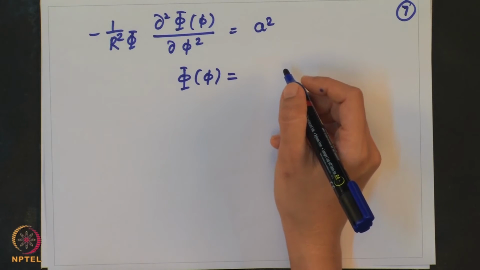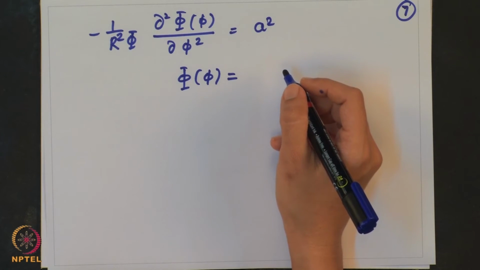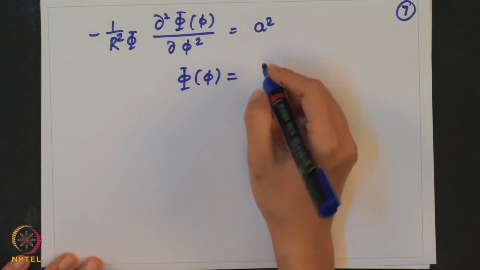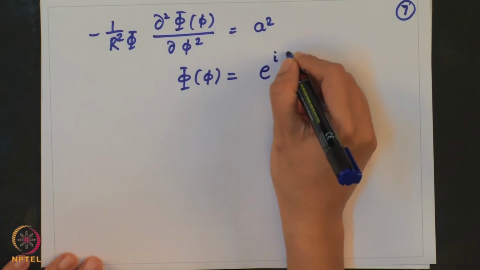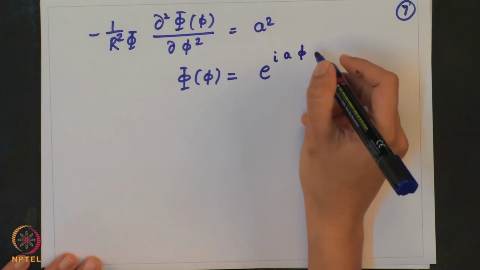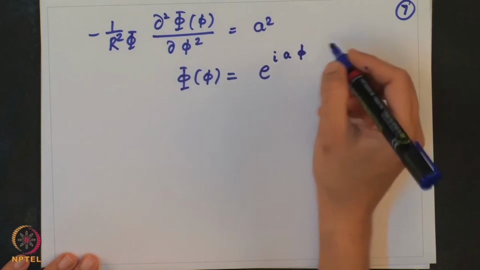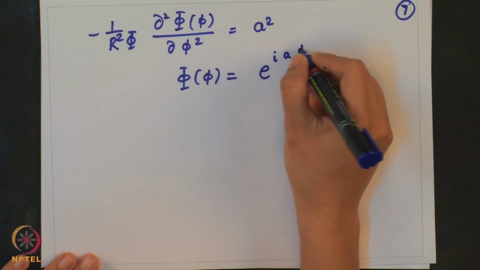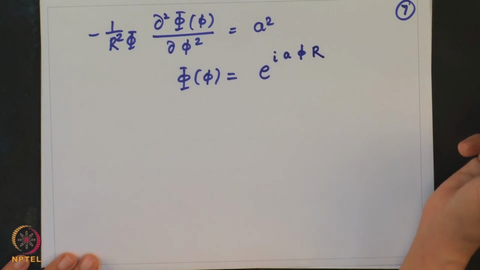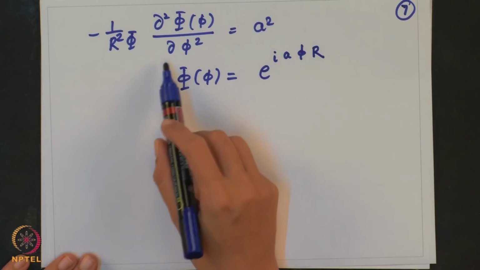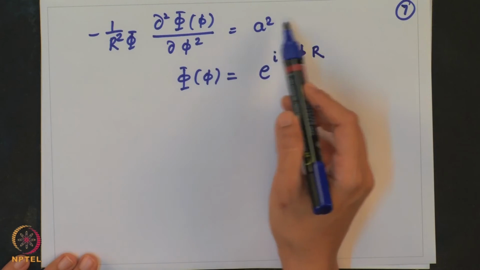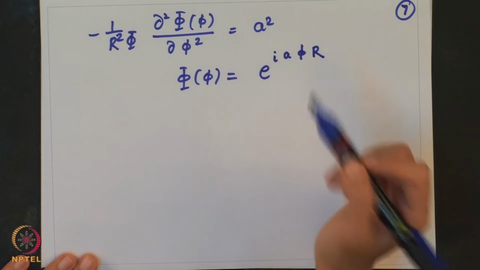So, now this can be written as psi is e raised to i a phi. And you have a factor of r which is coming from here, so you will have an r also. Let me write it here. So, this will be the solution. You have a square r square i into phi.